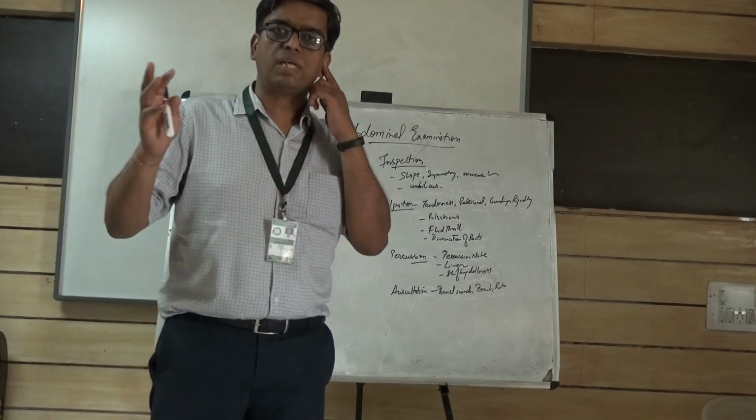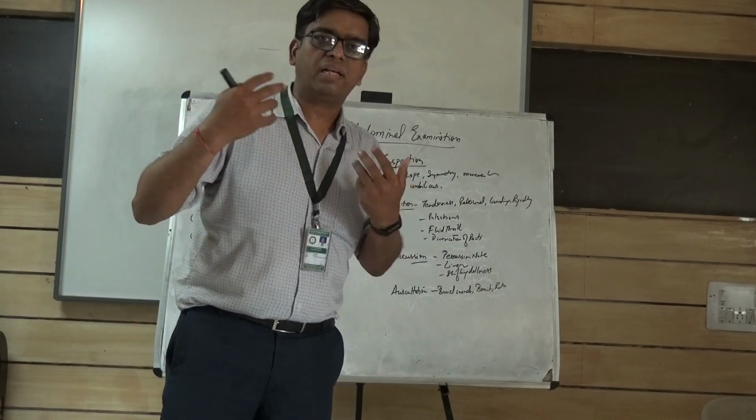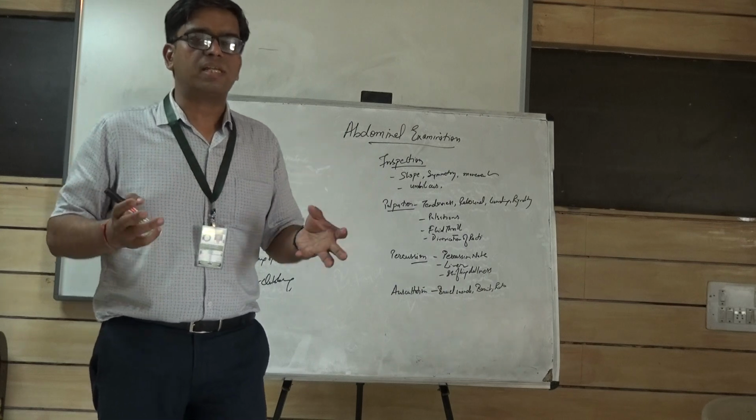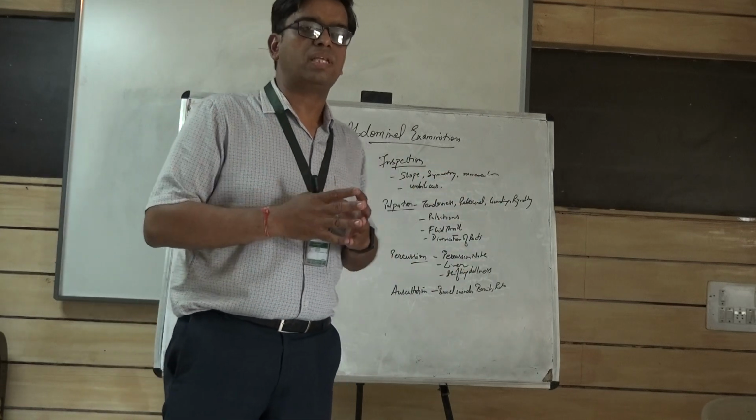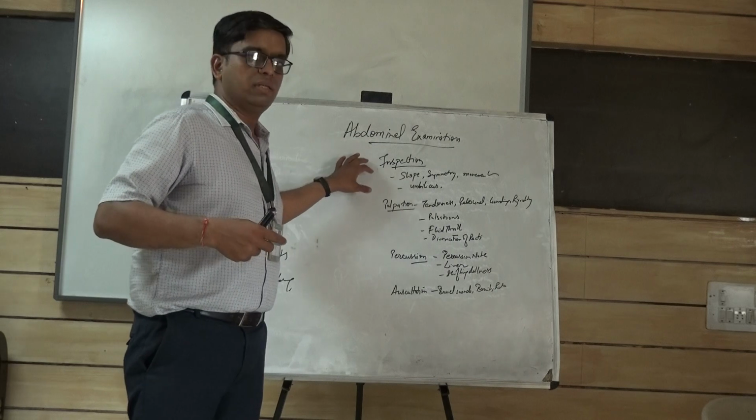We have to see the contour of the abdomen. We have to look for any kind of dilated veins, any kind of dilated vessels, any kind of discoloration, scar marks. All these things we need to check in the inspection.